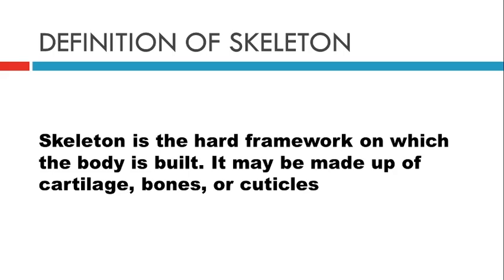And for a living organism to move, there is a particular system that makes it move. There's a particular framework that helps its body to move, and that particular framework is what we call the skeleton. It may be made up of cartilage, bones, or corticals. You may underline that word, made up. It may be made up of.